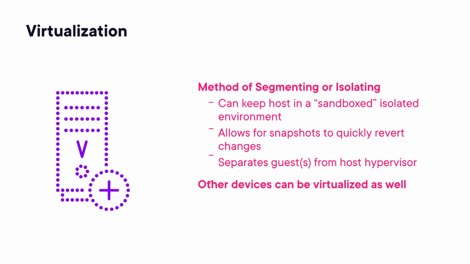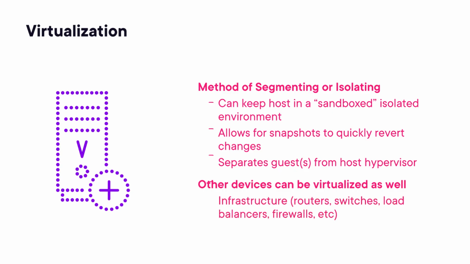And then other devices can be virtualized as well. So infrastructure such as routers, switches, load balancers, firewalls, and so forth, all of these things have their own virtual counterparts as well. And when we virtualize things, again, we have the ability to upgrade them, patch them, and load balance between them much more efficiently than if we had to physically rack the stack somewhere else in the infrastructure.